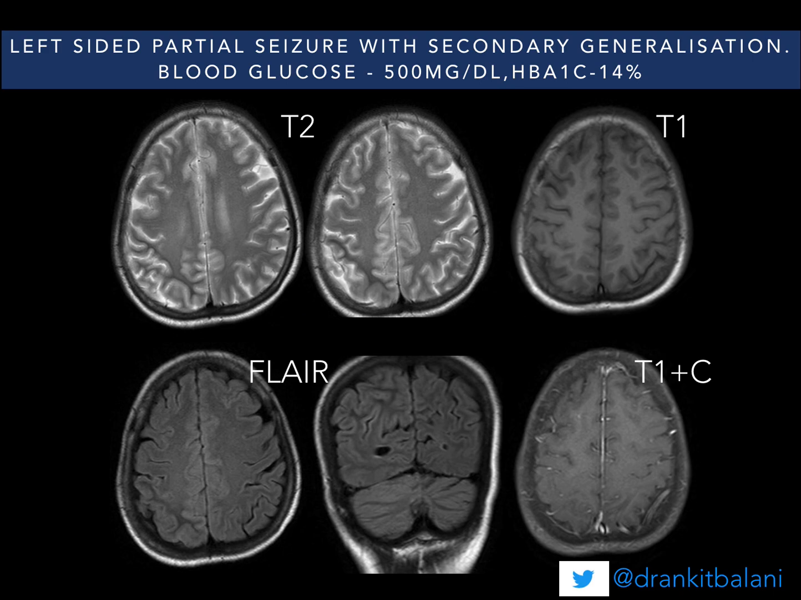An elderly male patient who presented with left-sided partial seizures with secondary generalization, and on admission the blood glucose level was 500 milligram per deciliter and HbA1c was 14%. You can see the axial T2, T1 weighted images, the FLAIR images as well as post-contrast T1 weighted images.